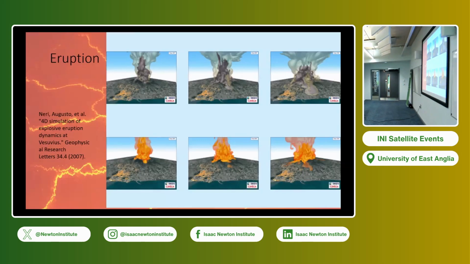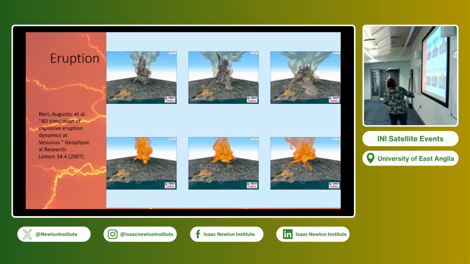Okay, eruptions. Eruptions are a lot easier because we can see them. So we've got a lot more data with eruptions. So our observations are erupted products, but also we can actually see what's happening. We can look at it on cameras, we can look at thermal cameras, and a lot of what we know about eruptions is from the modelling.